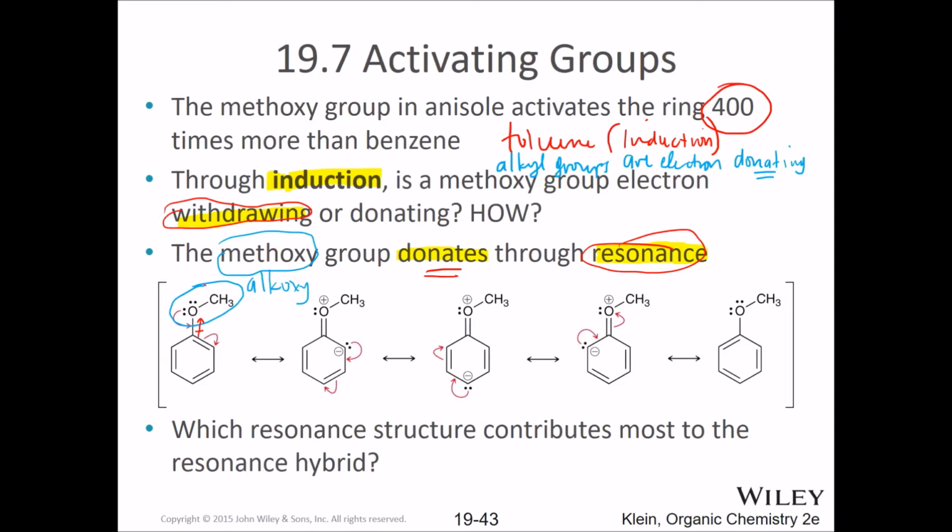Do you see this? So these electrons can be fed into the system, right? Look at that. And there they are. Okay? So through resonance, this is one big resonance structure. How many resonance structures do you see here?